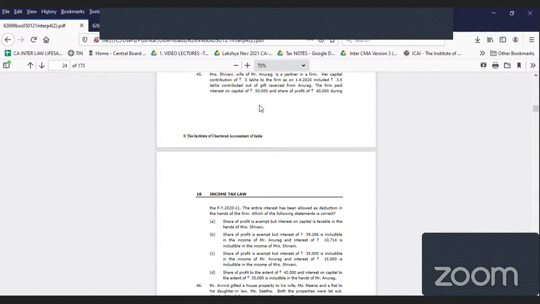तो which option are you saying? सी. We are taking, सर, interest on proportionate capital. When we take total interest on total, सॉरी सर, वो जो टोटल कंट्रीब्यूशन है 5 lakhs का, आउट ऑफ दैट 3.5 lakhs कंट्रीब्यूटेड आउट ऑफ गिफ्ट रिसीव्ड फ्रॉम अनुराग है ना सर, तो प्रोपोर्शनेट इंटरेस्ट उसको जाएगा ना सर वो तो.